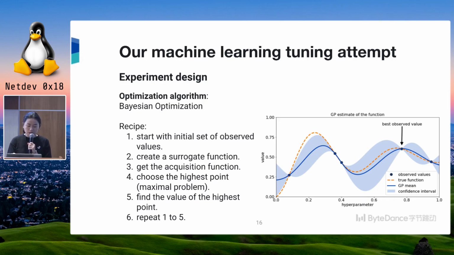And with those steps, we are trying to pick the highest point, making it a maximal problem here. And of course, our goal is trying to find the best values there. So those are for one iteration loop, and we want to repeat steps 1 through 5 until we are quite satisfied with what we are finding.